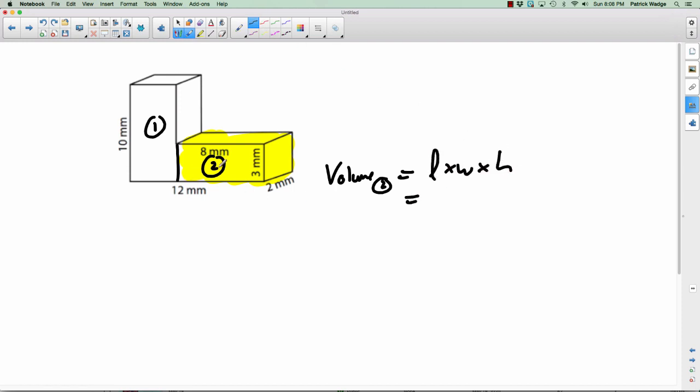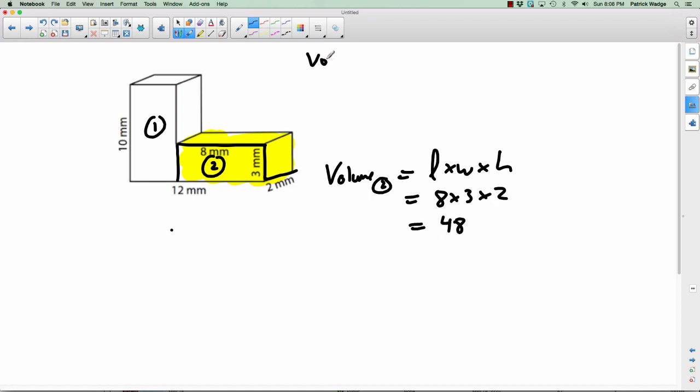So what are the 3 dimensions of this? Well, it tells you that from here to here is 8, from here to here is 3, and here to here is 2. There's your 3 dimensions. So we're going to go 8 times 3 times 2. That's 24 times 2 is 48.